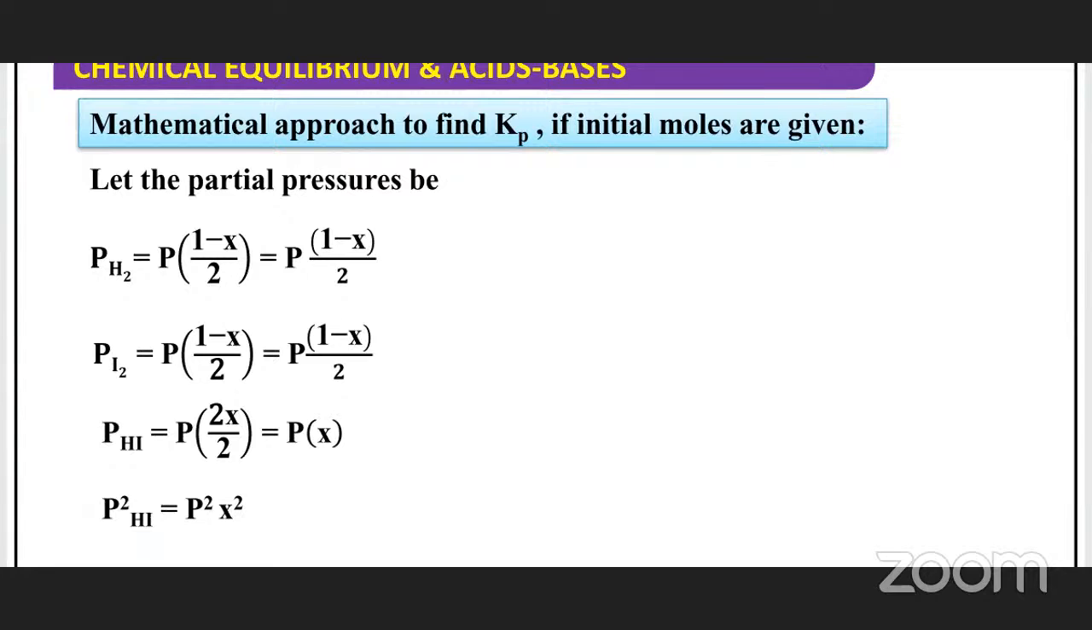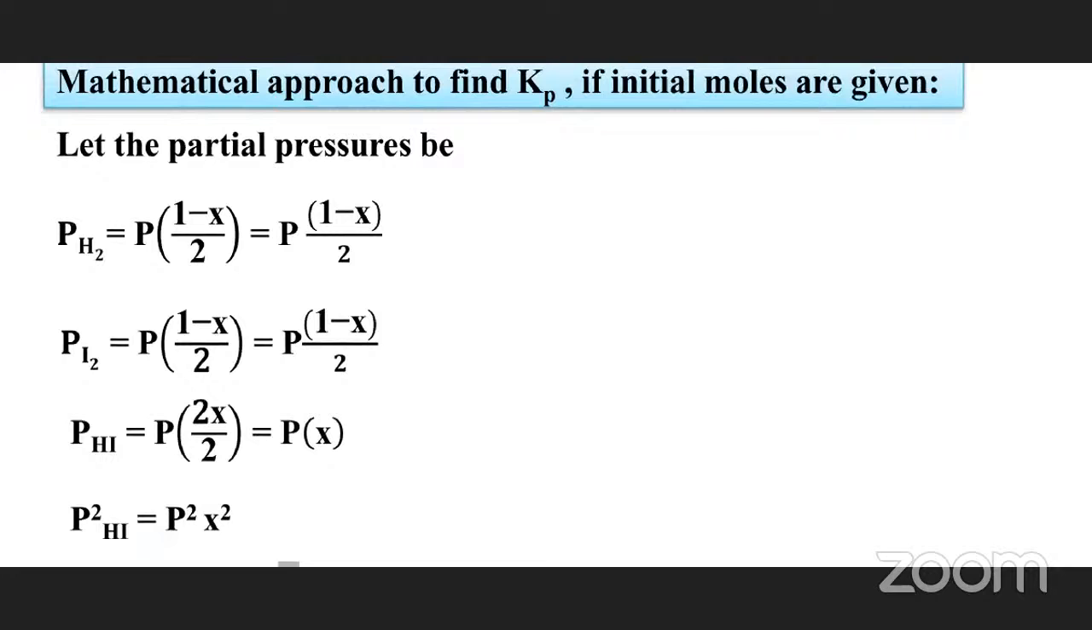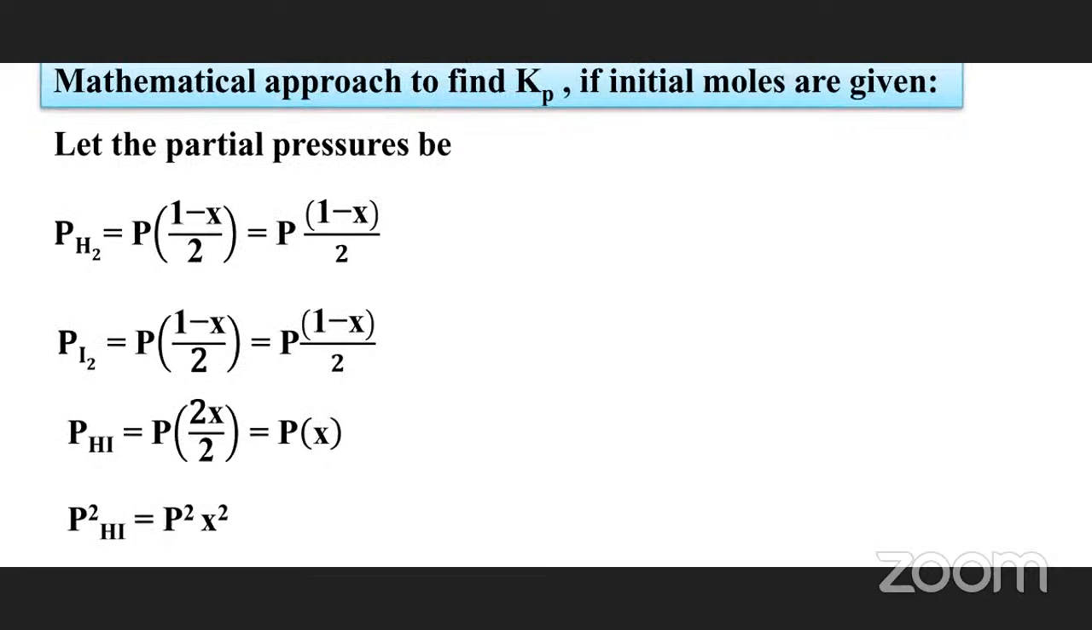Partial pressure of I2 is equal to number of moles of I2, 1 minus x, by total number of moles, 2. Therefore, P into (1 minus x) by 2. Partial pressure of HI is equal to number of moles of HI, 2x, by total number of moles, 2. The 2s cancel. Therefore, P into x; partial pressure of HI squared is equal to P squared into x squared.